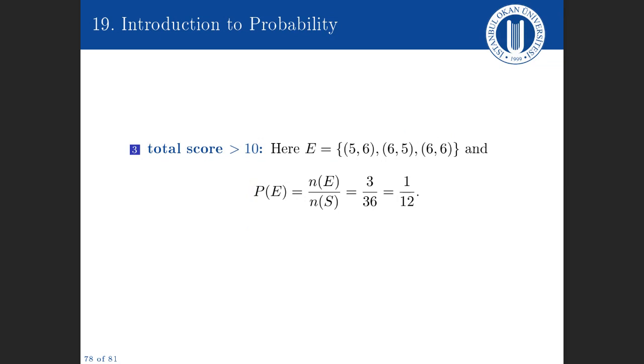What is the probability of getting a total score greater than 10? We can have (5,6), (6,5), or (6,6). There's three elements in our compound event, so we're going to be doing 3 divided by 36.